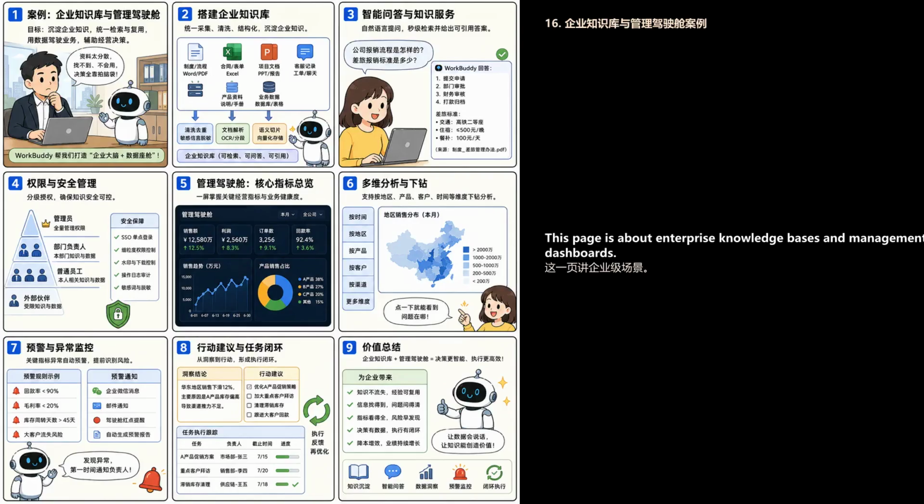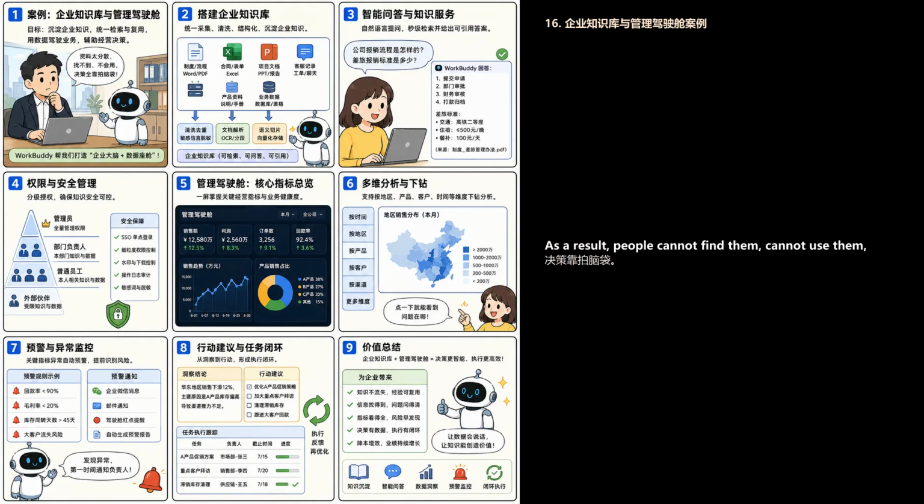This page is about enterprise knowledge bases and management dashboards. Many enterprises do not lack materials. Their problem is that materials are too scattered. Policies, processes, contracts, forms, project documents, customer service records, product materials, and business data sit in different systems and files. As a result, people cannot find them, cannot use them, and make decisions based on impressions.